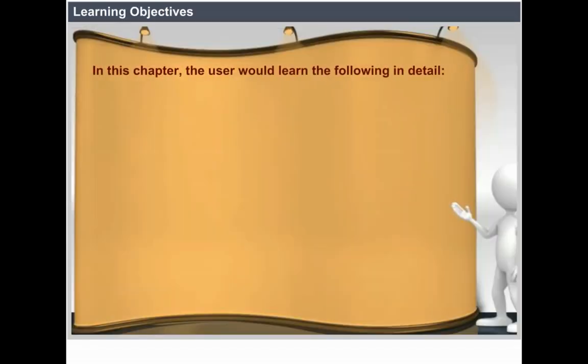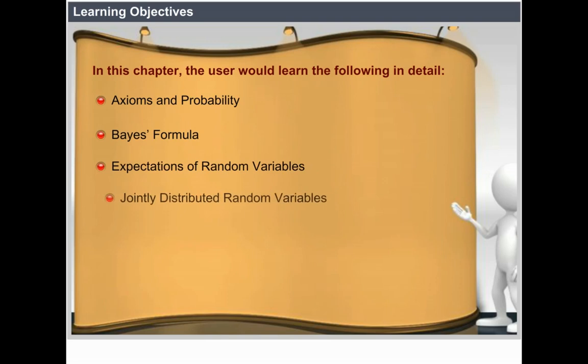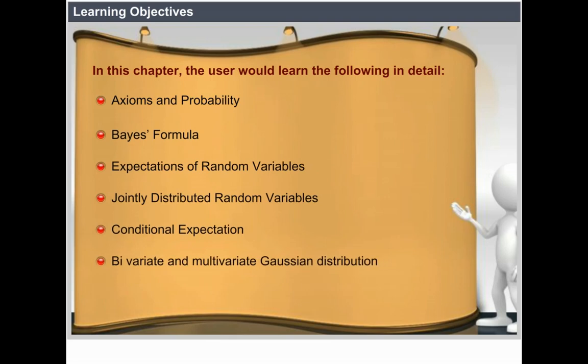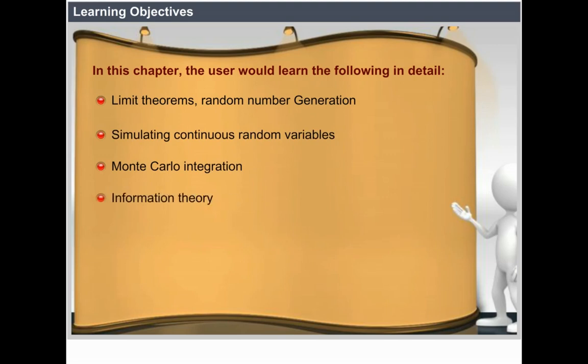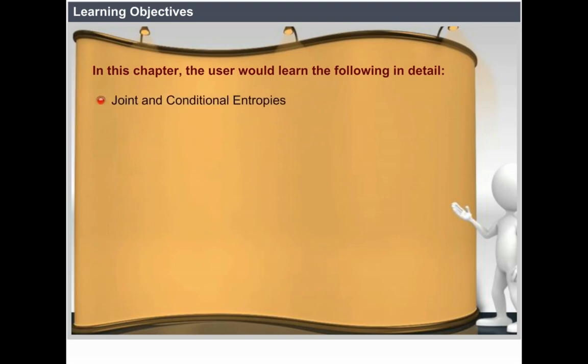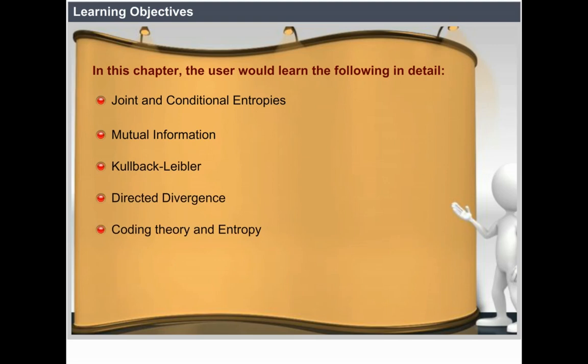Learning objectives. In this chapter, the user will learn the following in detail: axioms of probability, Bayes formula, expectations of random variables, jointly distributed random variables, conditional expectation, bivariate and multivariate Gaussian distribution, some applications, a random model, a random graph, limit theorems, random number generation, simulating continuous random variables, Monte Carlo integration, information theory, measure of uncertainty, Shannon's measure, entropy, joint and conditional entropies, mutual information, Kullback-Leibler directed divergence, coding theory and entropy.